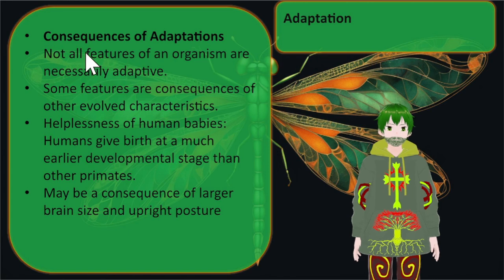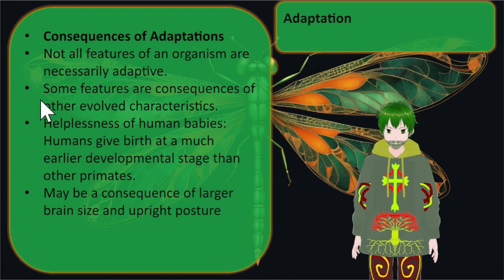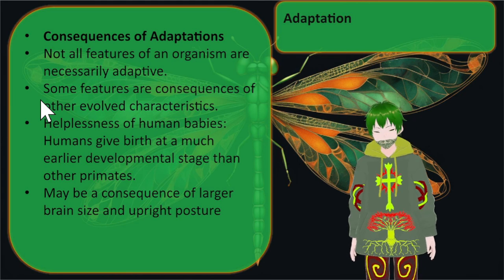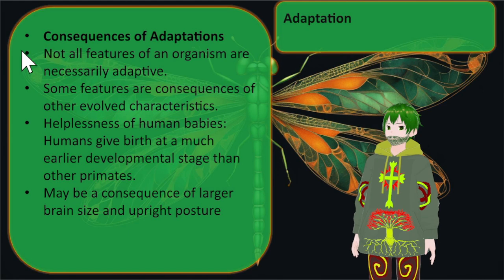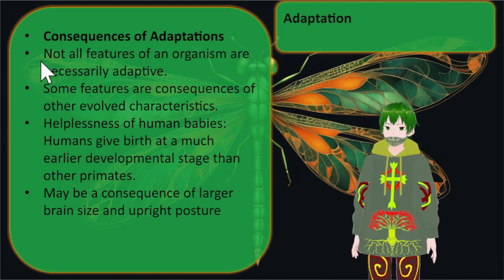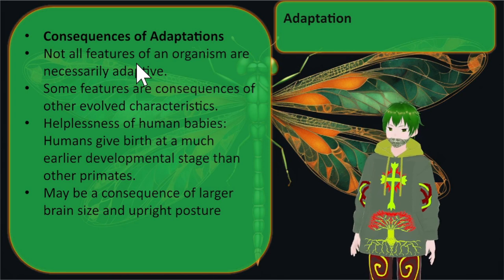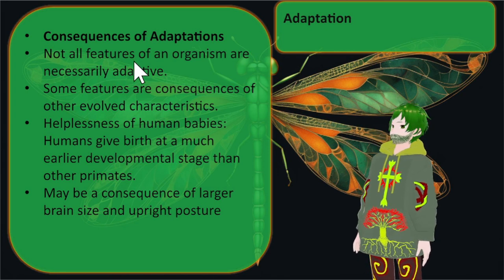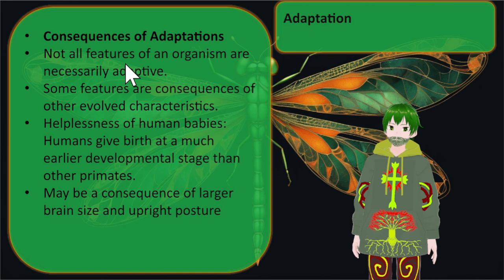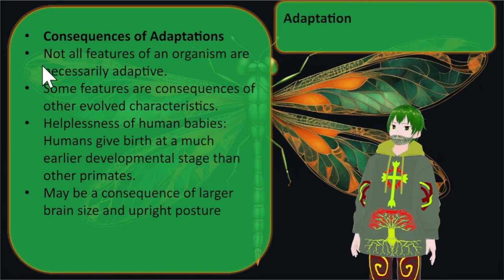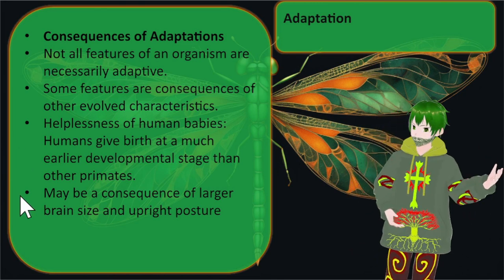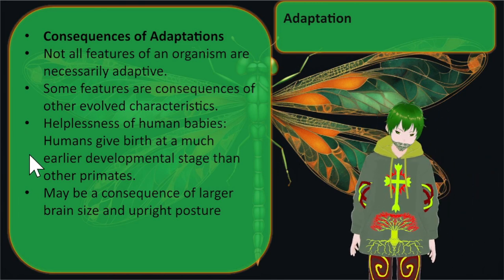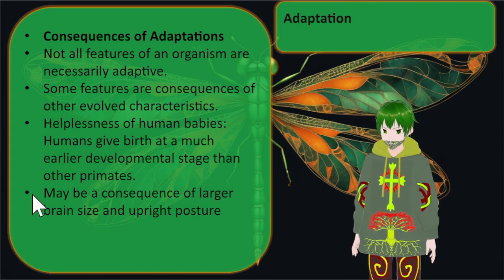All right, so consequences of adaptations. The main consequence of an adaptation is that the organism is able to get more resources and therefore be more successful in reproduction, or it is literally able to have more children, like the actual fertility is increased, and therefore the organism survives and passes on its genes to the next generation.